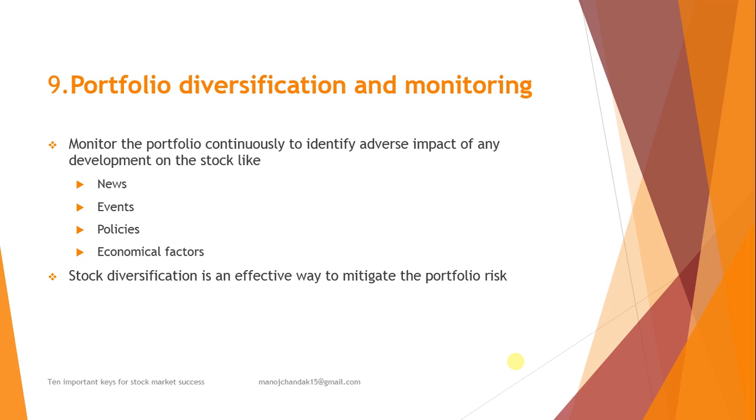Second thing is diversification. Stock diversification is an effective way to mitigate the portfolio risk. Some considerations while diversifying are: too much diversification is also counterproductive, but diversification across certain industries, diversification based on large cap, mid cap. So there are various ways one can diversify: across the sector, across the industry, small cap, mid cap, large cap.